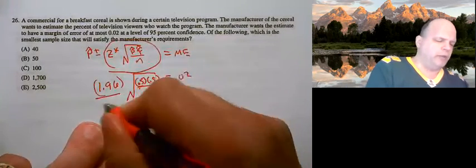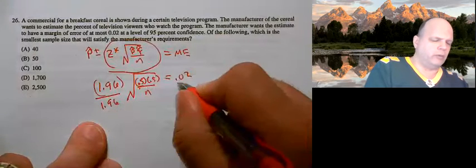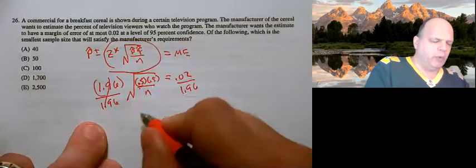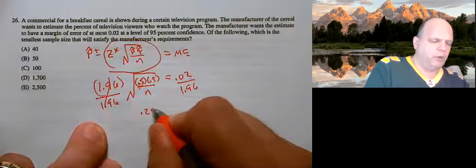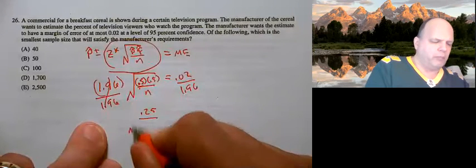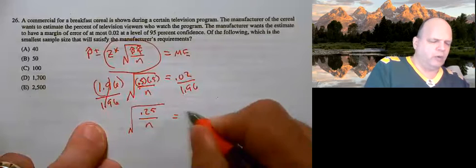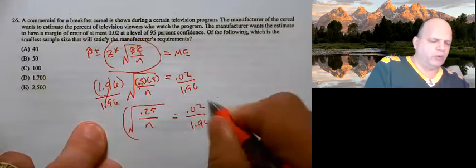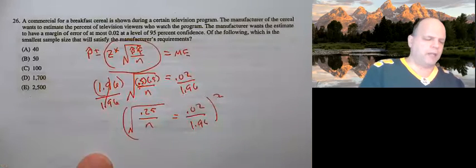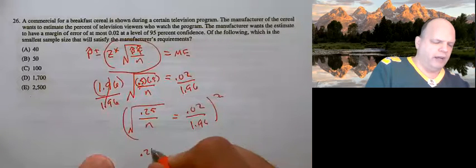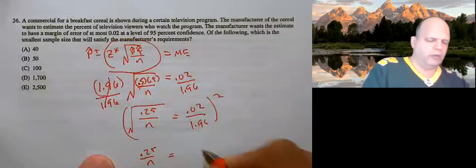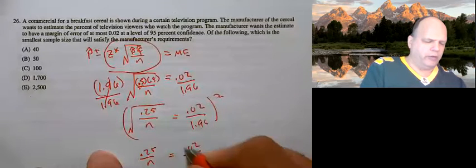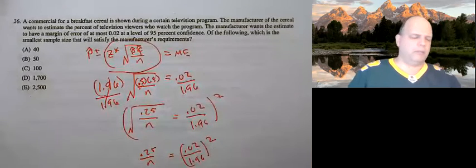I'm going to divide both sides by 1.96. And I'm going to multiply these and get 0.25. So I have 0.25 over n equals 0.02 over 1.96. I'm going to square both things. This gives me 0.25 over n equals 0.02 over 1.96 squared.